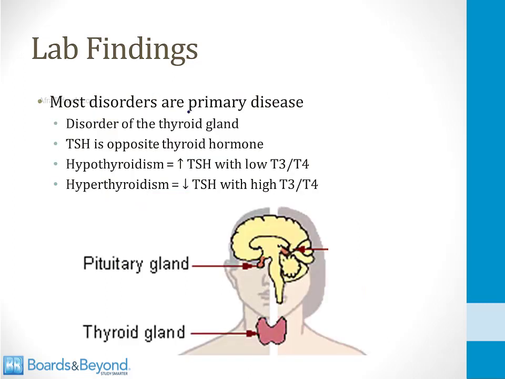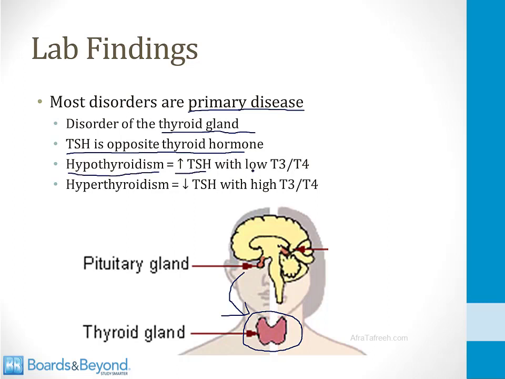Most thyroid disorders are called primary thyroid disorders. This means the problem is related to the thyroid gland itself. If you look at this picture on the screen, in most thyroid disorders, the thyroid gland is either overproducing or underproducing thyroid hormone, and the pituitary gland is modifying the TSH level in order to try and correct the problem. This means that the TSH level will always be opposite the thyroid hormone, so that when the patient is hypothyroid, there will be a high TSH level with low T3, T4.